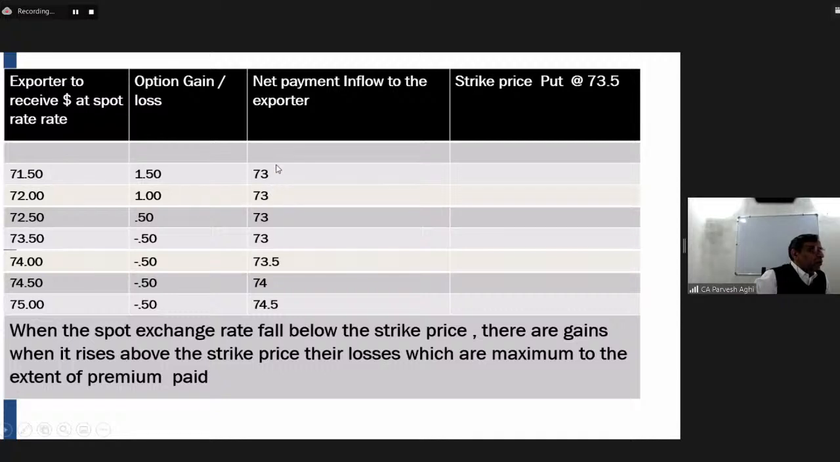So he never gets less than 73. He's hedged himself at 73. That means the strike price minus the option premium becomes his hedging price. And if the dollar rises, he gets more money from his export receipts, because he's going to go to the bank and get 74 rupees. But since he has paid 50 paisa for taking a hedge, his net overall inflow as the exporter will be 73. So hope you have followed. Are there any questions? Please do ask.